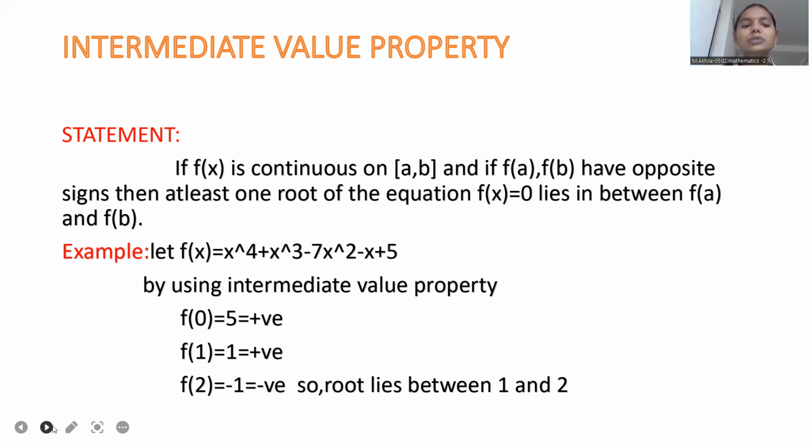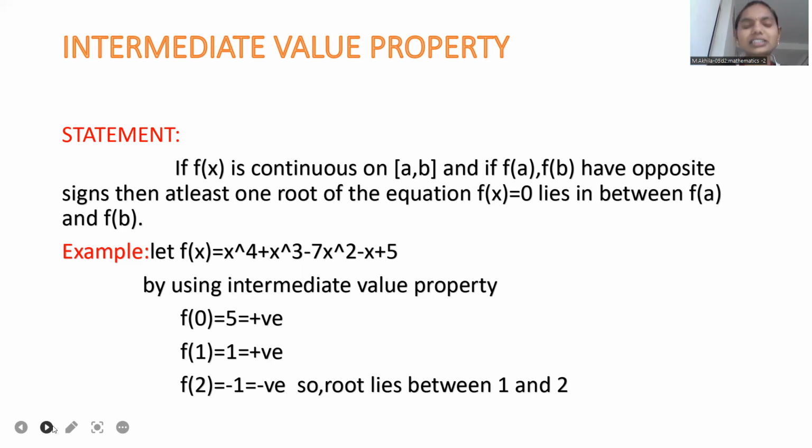Let us take an example to know in depth about the intermediate value property. Let f(x) = x^4 + x^3 - 7x^2 - x + 5. Let us find the a and b values for this f(x) by using the intermediate value property. Start from 0. If we substitute 0 in place of x, we get f(0) = 5, which is a positive value. Let us take f(1). If we substitute 1 in place of x, we get f(1) = 1, which is also a positive value.